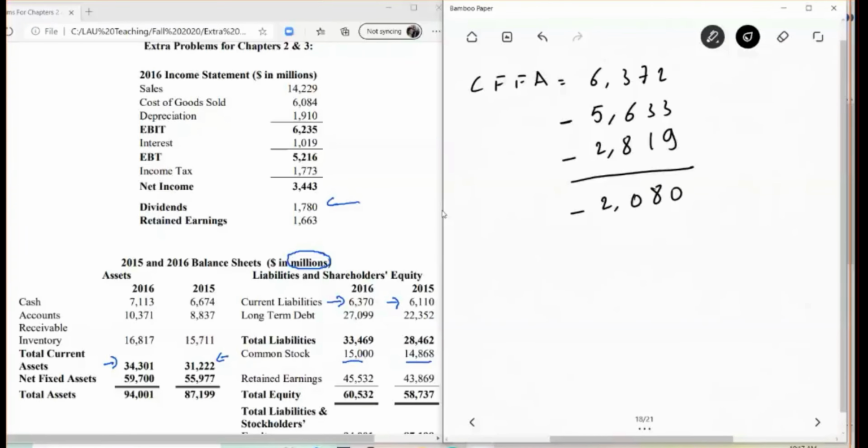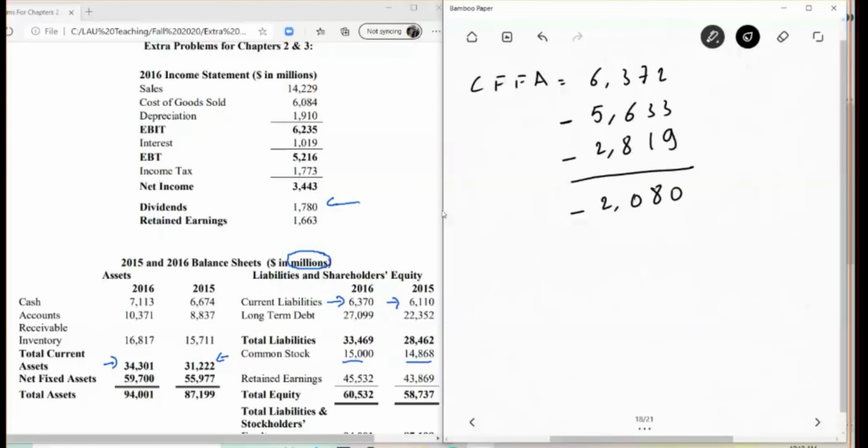So although the firm did generate through its operation around $6 billion in cash, the new investments in fixed assets and in the net working capital totaled more than $8 billion. That's why the firm had to get a net of $2 billion from its creditors and its stockholders.